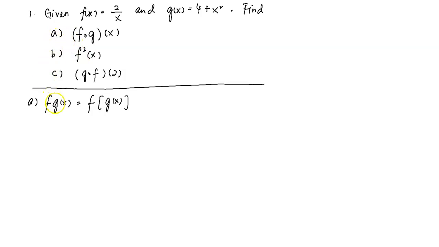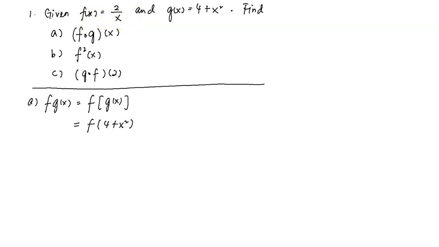First of all, we look at question A. Question A requires us to find fg(x). Another way to write this composite function is f(g(x)). So first of all, I will put a bracket for the g(x) first. The g(x) given in this question is 4 plus x squared. So substitute 4 plus x squared as our g(x). We have 4 plus x squared.